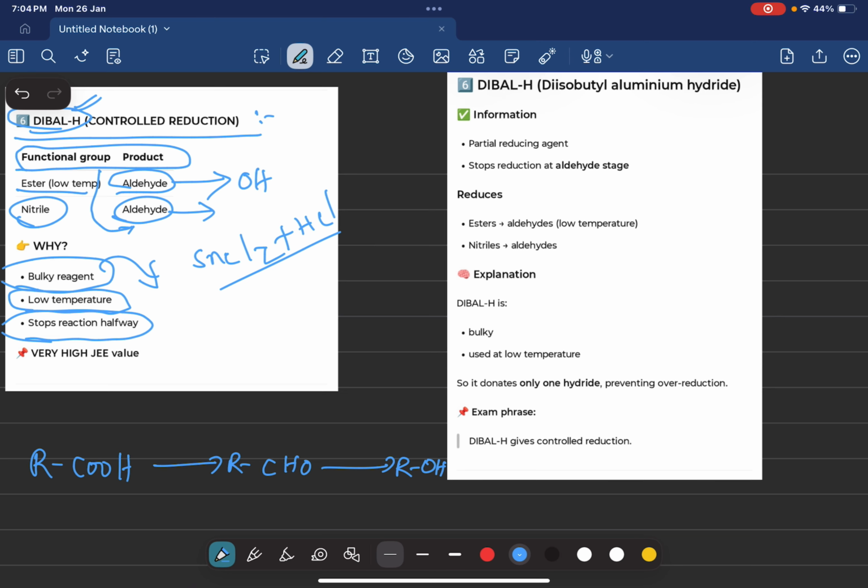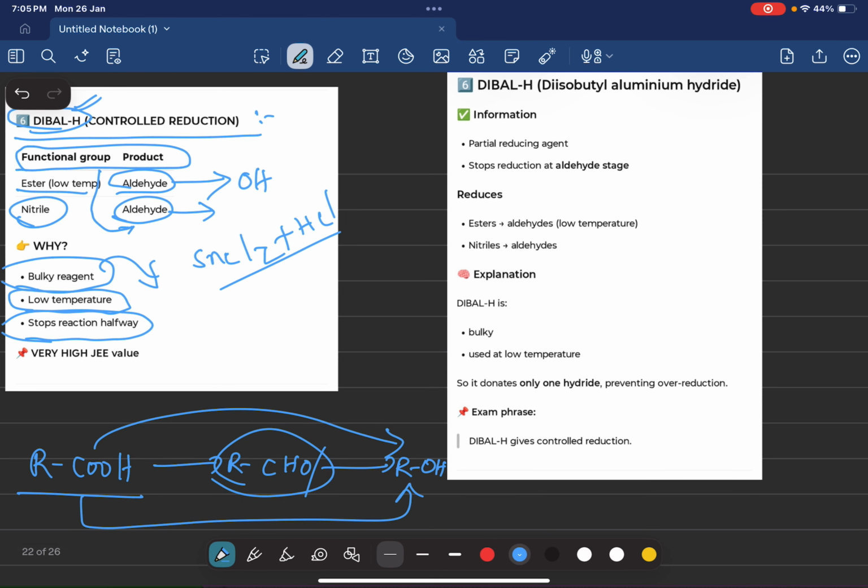So reduction means going from here to here. Over a strong reducing agent, it normally always gives primary alcohols. Over a mild reducing agent, it will give aldehydes. It won't give ketones in this case. Okay, so this is also very important for JEE questions. DIBAL-H is a partial reducing agent, that's why it stops at aldehydes only.